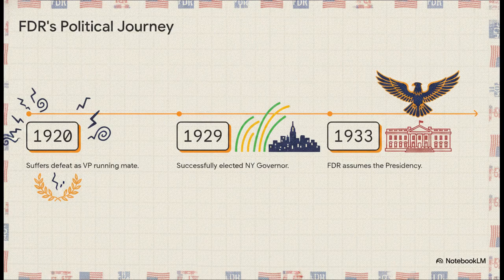Running as the VP for James M. Cox, FDR was blasted by critics as being immature, and they suffered a staggering defeat at the polls. He even shied away from politics for a bit. But this setback only set the stage for an epic comeback. He bounced back to become governor of New York in 1929, and by 1933, he was in the White House, kicking off an unprecedented 4-term presidency.